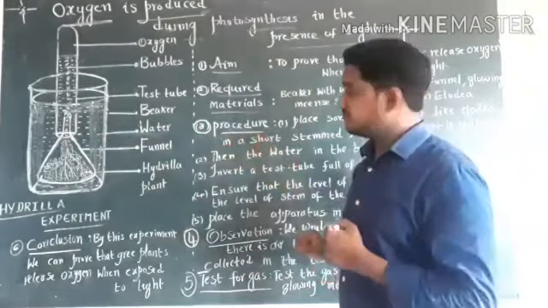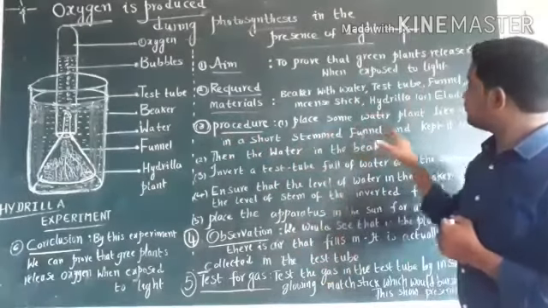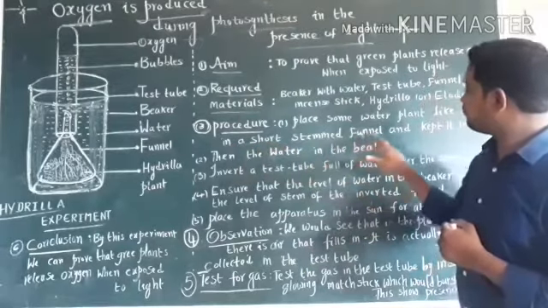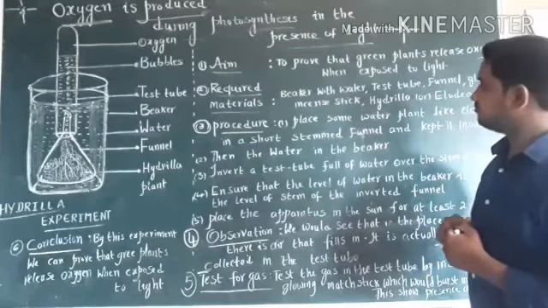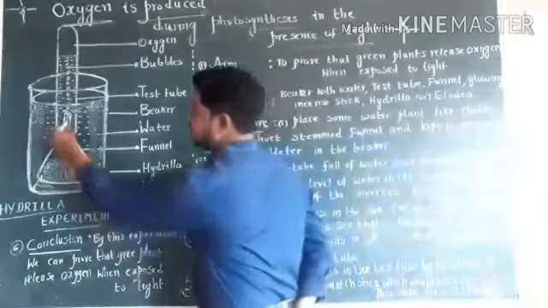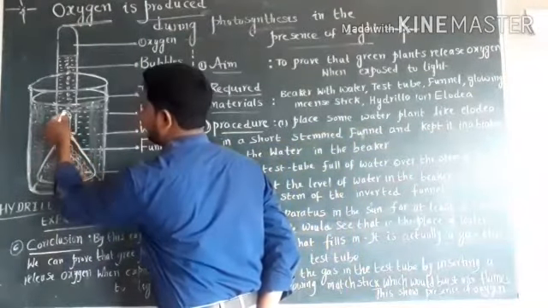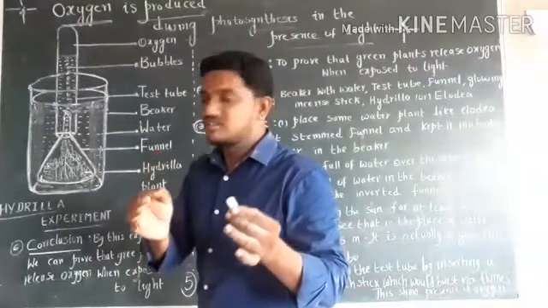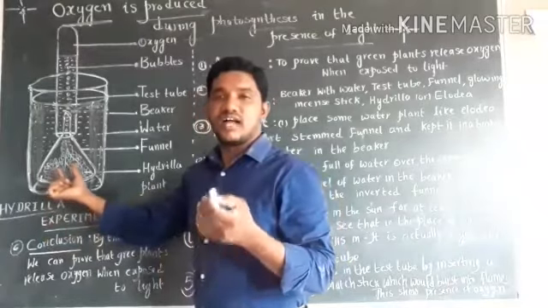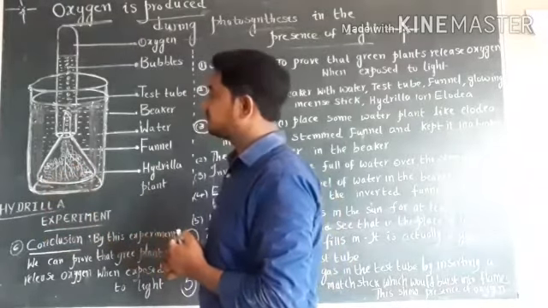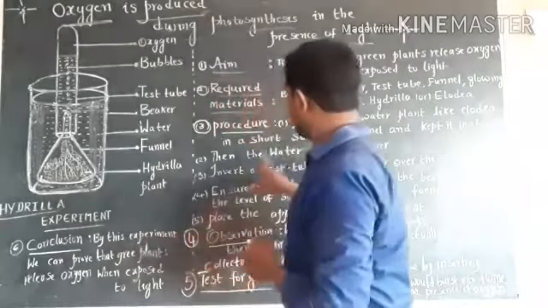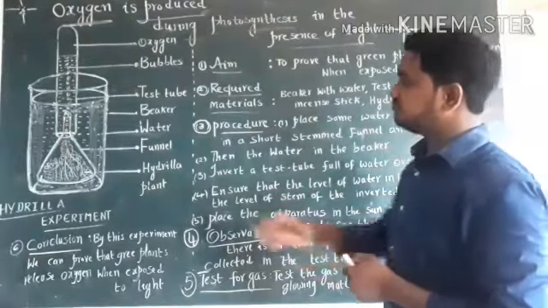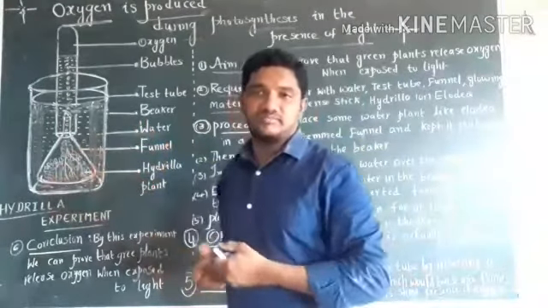What is the procedure? See, place some water plant like elodea in a short stemmed funnel. This is the funnel. We have to place branches of hydrilla plant. Then add water in the beaker. This is the beaker containing water.